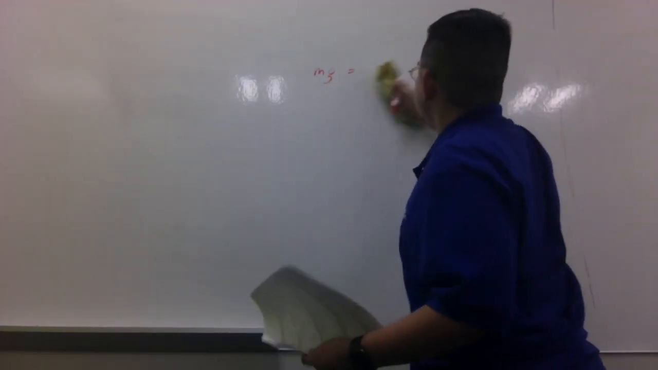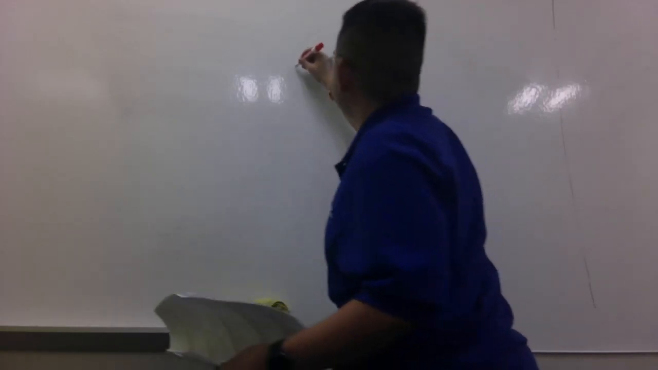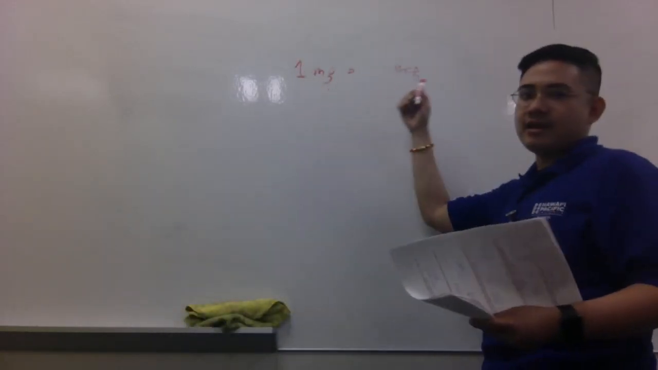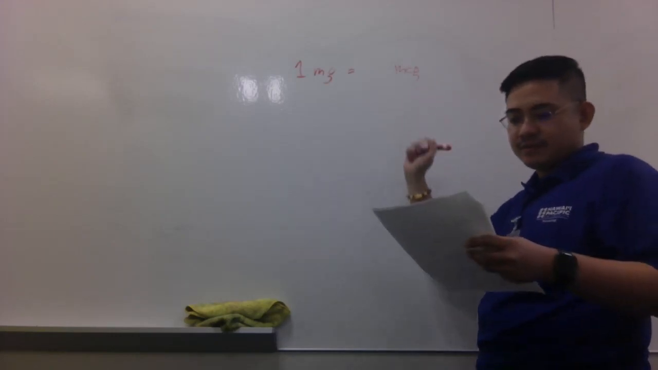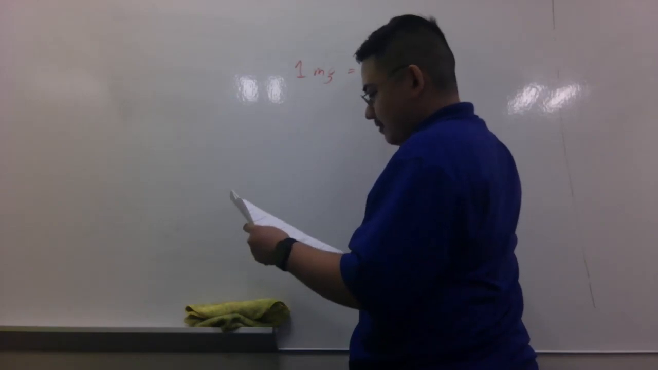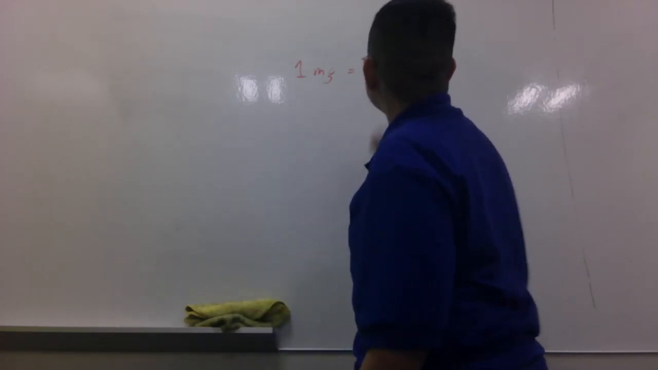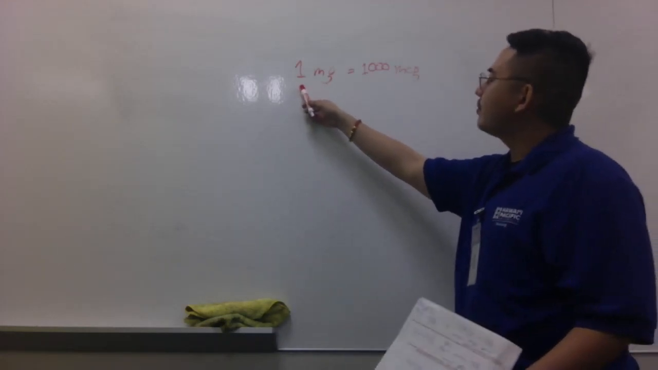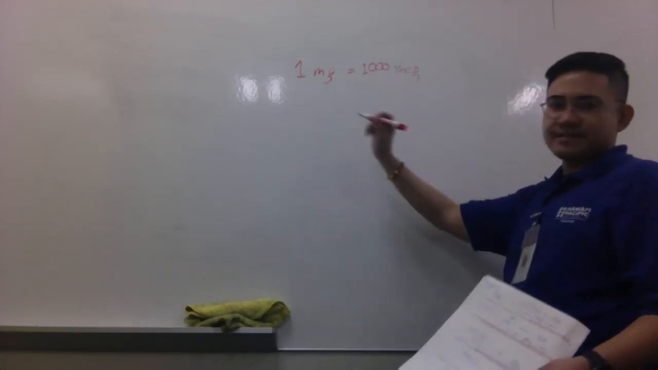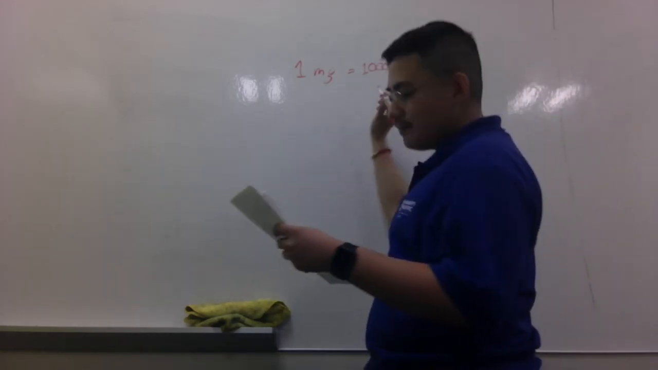Okay. So I just think, okay, if we have 1 milligram, how many is that in micrograms? Yes, it's 1,000. Yep, 1,000 micrograms. Okay. You have the conversion factor, right? 1 milligram is 1,000 micrograms. Okay. Keep that in mind.